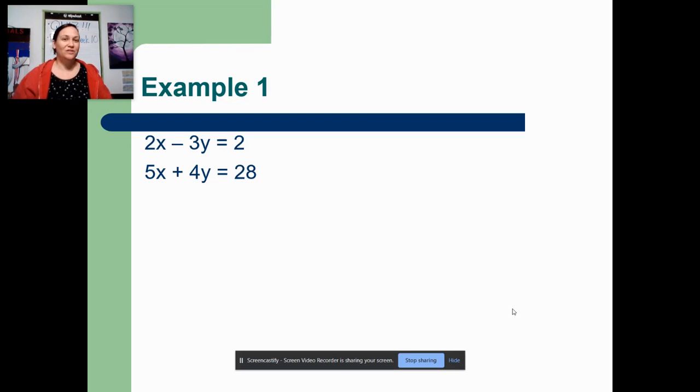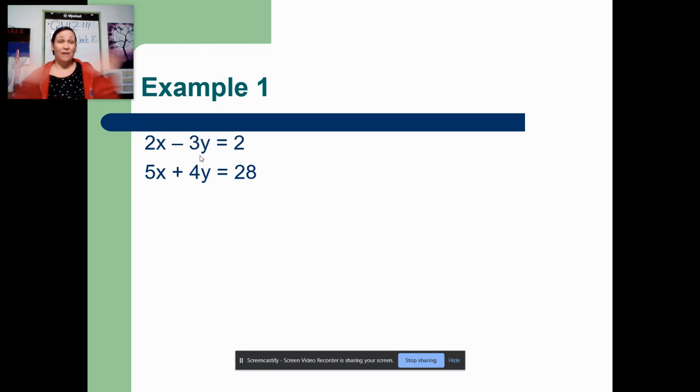So here is our first example. Now, on this problem, I cannot easily eliminate my x's because I cannot change a 2 into a 5 by multiplication, and I cannot change a 5 into a 2 by multiplication. And the same applies for my y's. I cannot change a 3 into a 4, and I cannot change a 4 into a 3 using only multiplication.